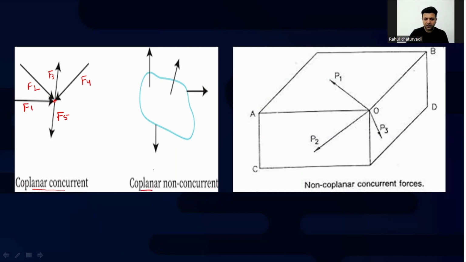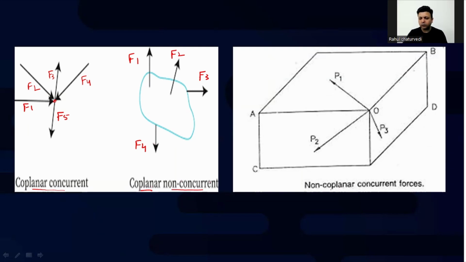In another case, all the forces as shown in the diagram, F1, F2, F3, F4, actually all act in the same plane. So they will be coplanar, but their line of action does not pass through the same or common point. So they will be non-concurrent. So it is a combination of two different cases: coplanar non-concurrent, coplanar concurrent, right?